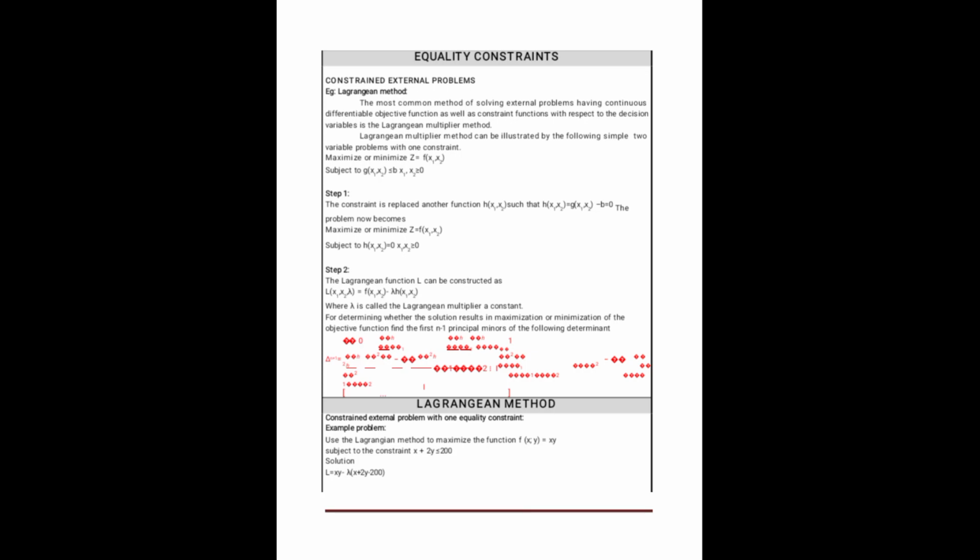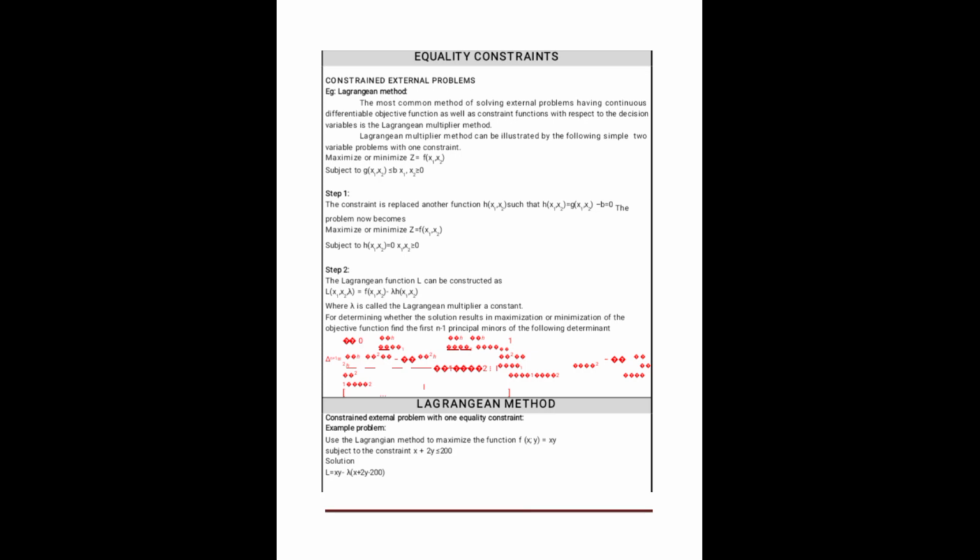Maximize or minimize z equal to f of x1 comma x2 subject to g of x1 comma x2 less than or equal to b, x1 comma x2 greater than or equal to 0. The constraint is replaced by another function h of x1 comma x2 such that h of x1 comma x2 is equal to g of x1 comma x2 minus b is equal to 0. Then the problem now becomes maximize or minimize z equal to f of x1 comma x2 subject to h of x1 comma x2 is equal to 0, x1 comma x2 greater than or equal to 0.